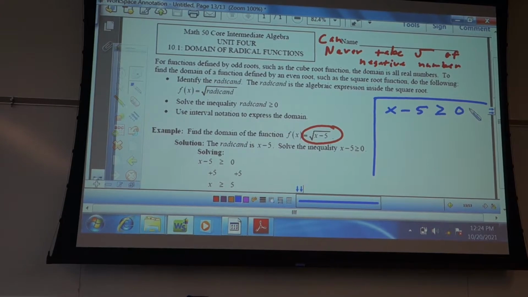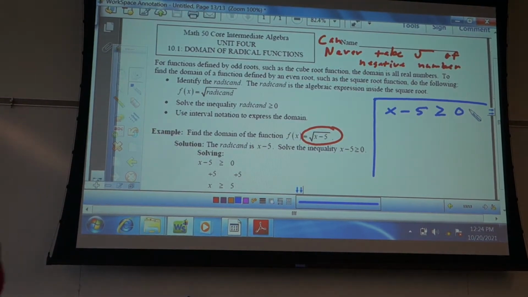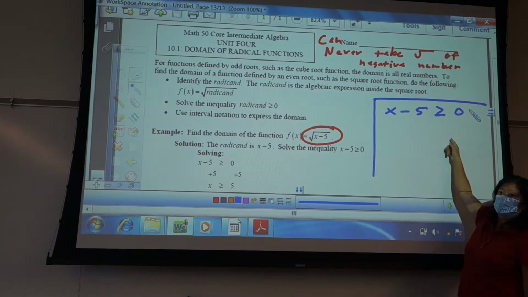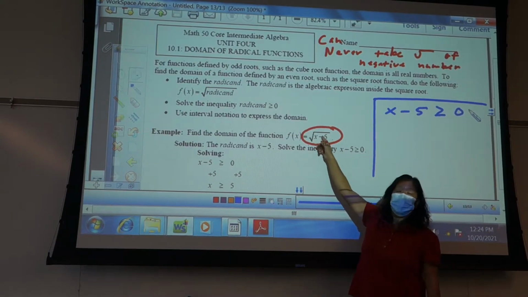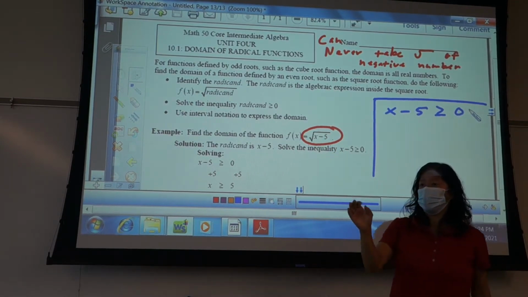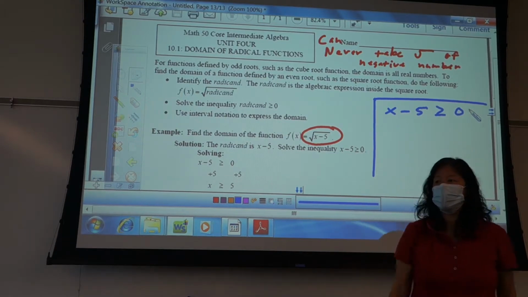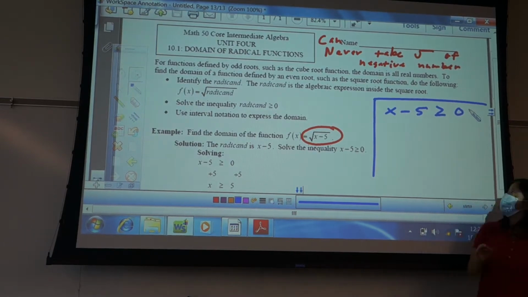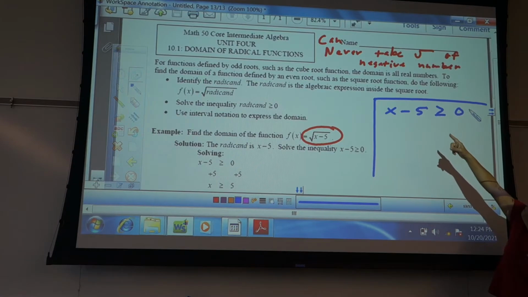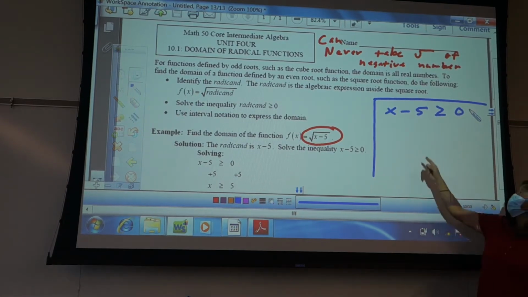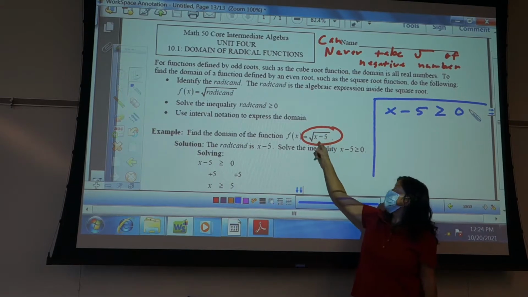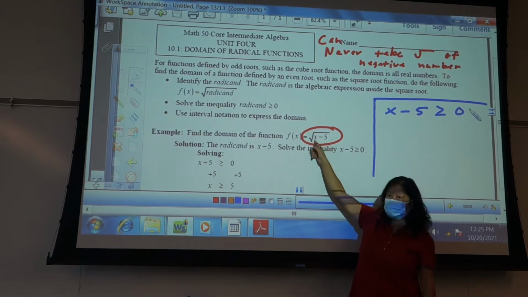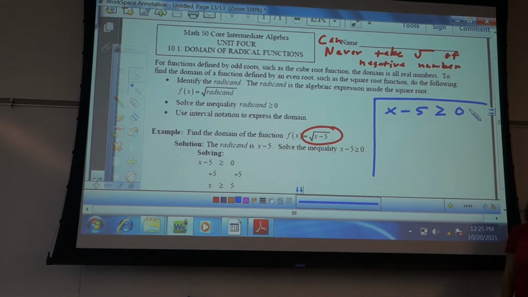Okay, so I'm going to pause this. How did you figure that, 0? Because whatever's inside has to be greater than or equal to 0, always. You can never ever ever take the square root of a negative number, which means that it has to be greater than or equal to 0. That's where that statement in red comes from. I don't care about the outside. Whatever's inside the square root has to be greater than or equal to 0.